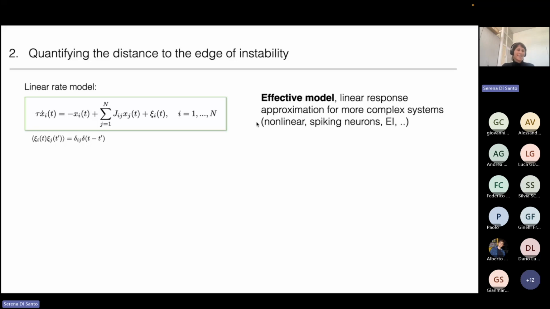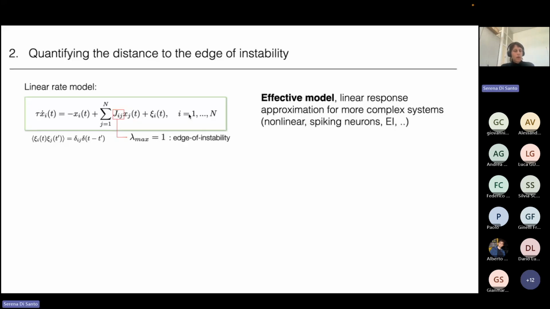And of course, the brain is not a linear model, and it's much more complicated than this. However, this model is quite remarkably good as an effective model, as a linear response approximation for more complex systems. So basically, the results that one can find with this model generalize well to nonlinear models, let's say nonlinear transfer functions here, and models of spiking neurons. So instead of continuous, it would be discrete variables, and neurons, systems with two populations, excitatory and inhibitory, etc.